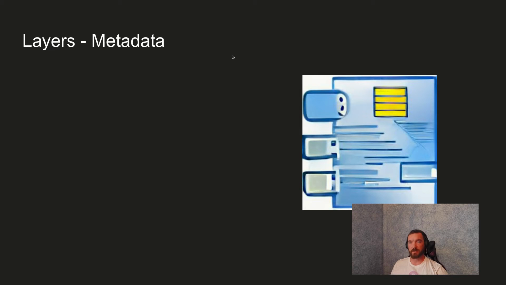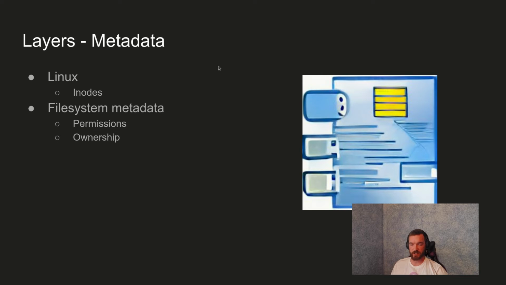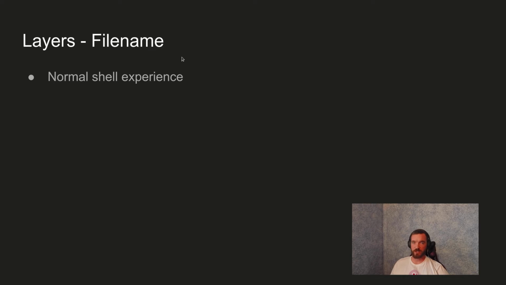Now the metadata layer, this is what we've been kind of alluding to when we talk about metadata. So for Linux, this is all about inodes. And this file system metadata, like we've been talking about, is permissions, ownership, timestamp, blocks, etc. And the file name layer, this is our normal shell experience. We work with file names all the time. And it's sort of the highest layer of a disk image.